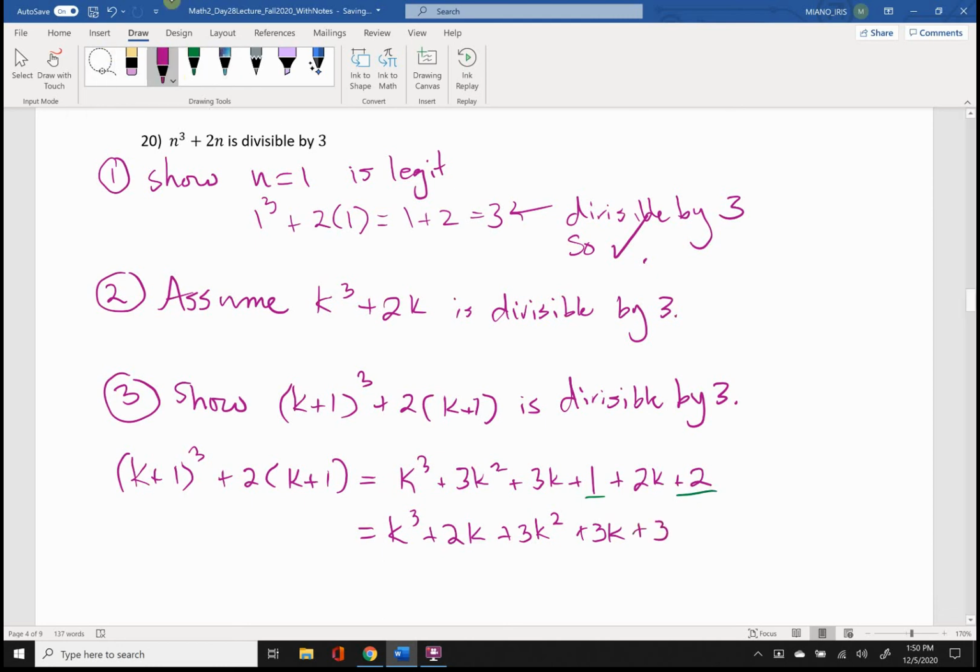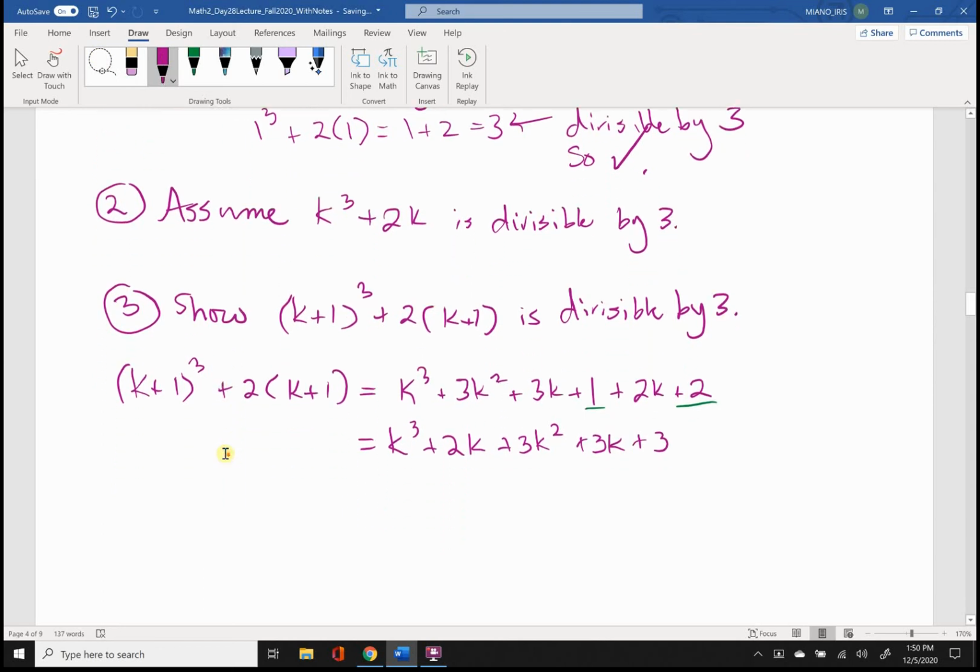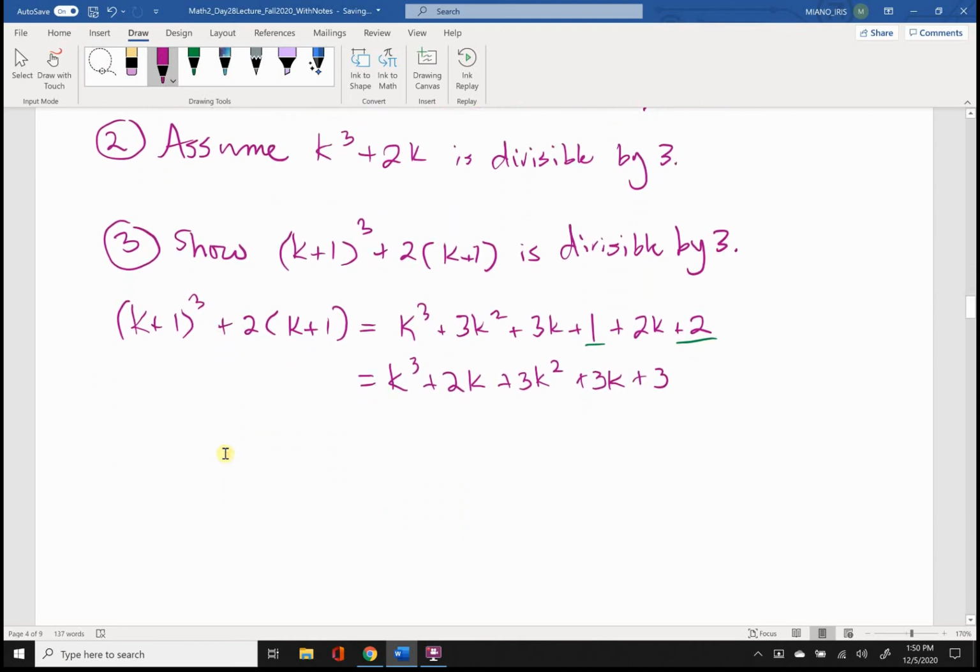Okay. Now, this is where it gets to be fun and interesting in my opinion. We get to group these things however we want because, again, all of the terms are being added and addition is associative. So I'm going to choose to group these first two together and then group these last three together, in which to say, look at this, k to the third power plus 2k in my assumption here is divisible by 3. So I know that this is divisible by 3, based on my assumption.